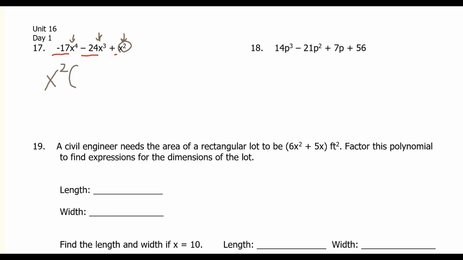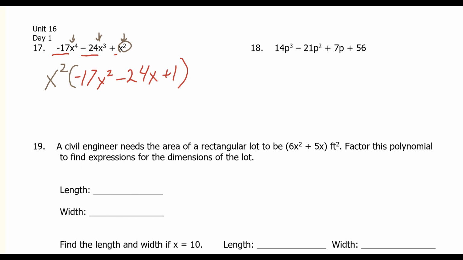Now, that's going to be negative 17x squared minus 24x plus 1. Okay? X squared times x squared is x to the 4th. X squared times x is x to the 3rd. X squared times 1 is x squared. Alright? And there we have it.